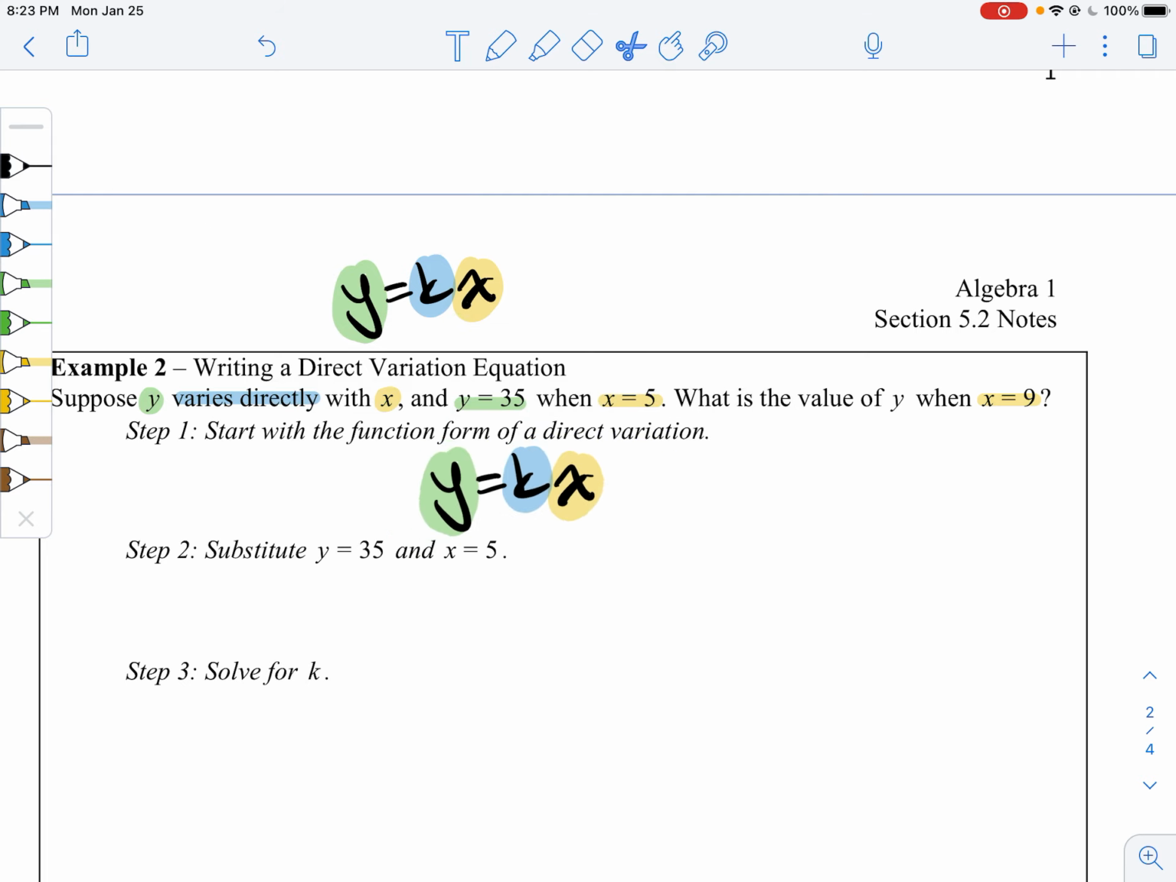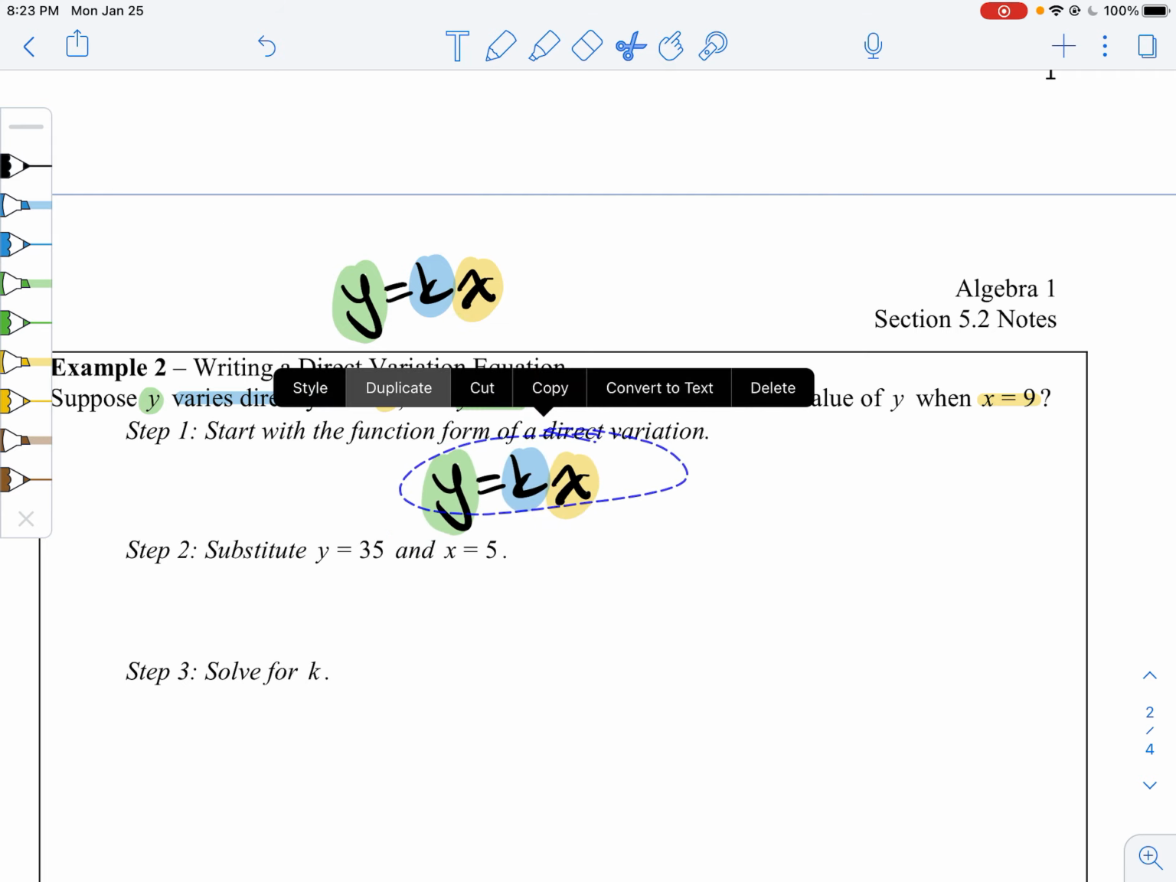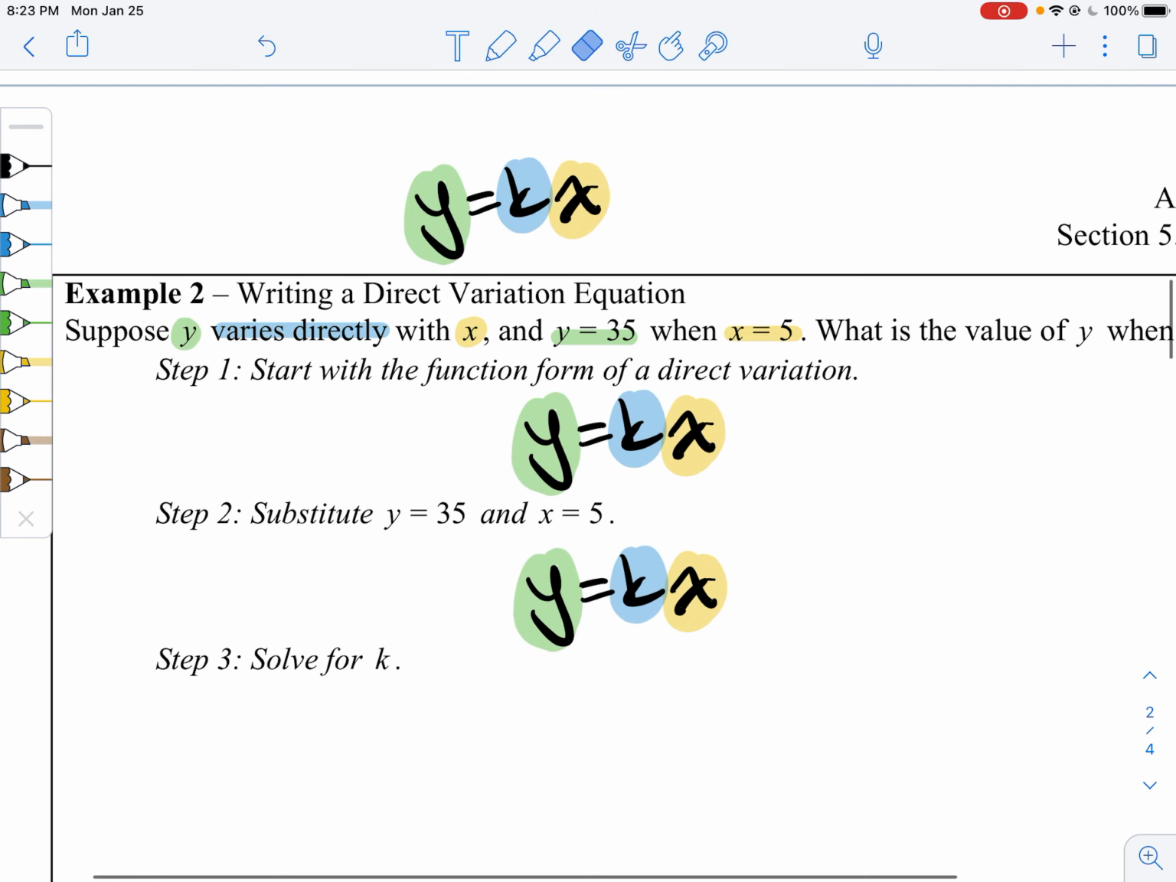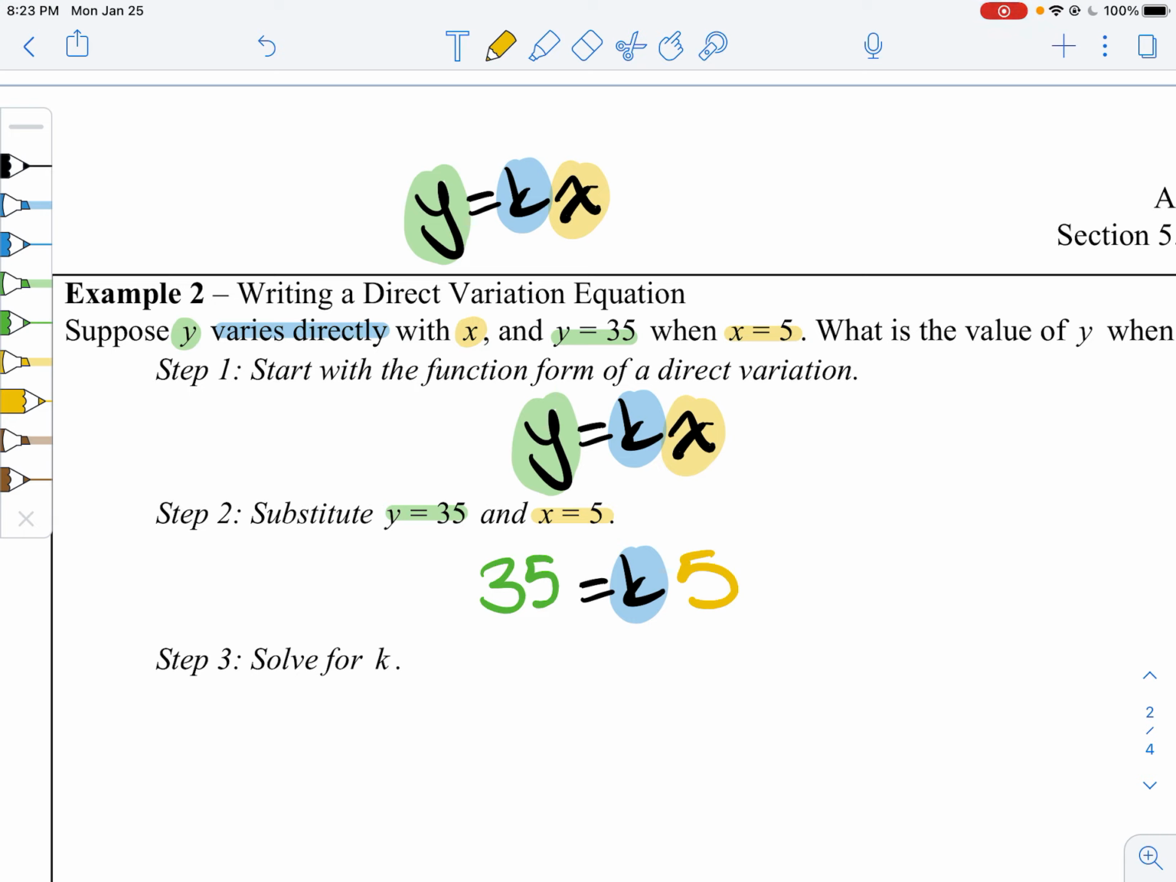Okay, cool. And also, what else do we know? Well, we know the problem. We know the values of y and we know the values of x. We know that y is 35, so I'm going to get rid of my y and say, 35. And we know that x is 5, so I'm going to say, by x, you are now 5. Super. This will allow us to find what our constant of variation is.